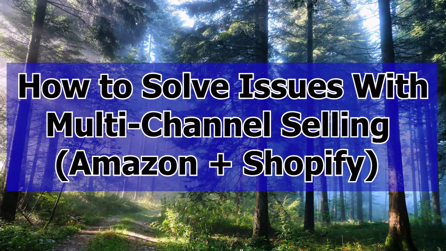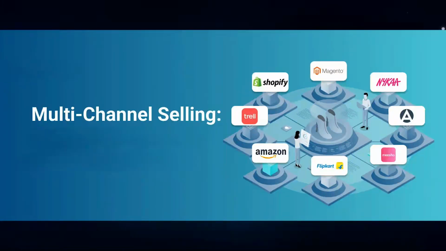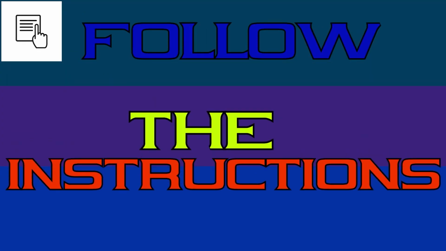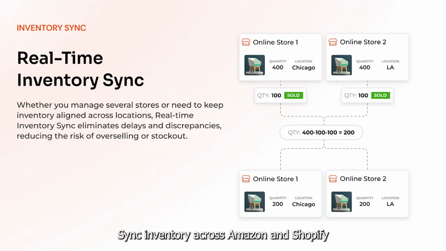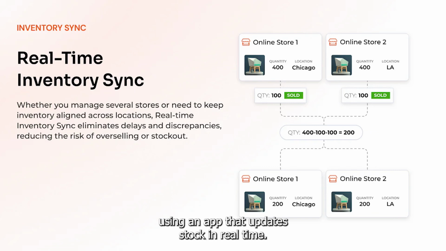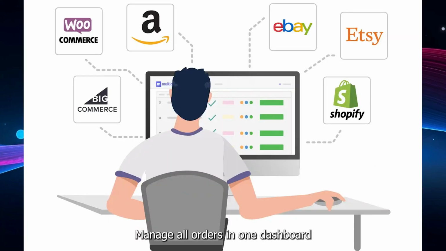How to solve issues with multi-channel selling, Amazon plus Shopify. Follow the instructions. Sync inventory across Amazon and Shopify using an app that updates stock in real time. Manage all orders in one dashboard to avoid delays and confusion.